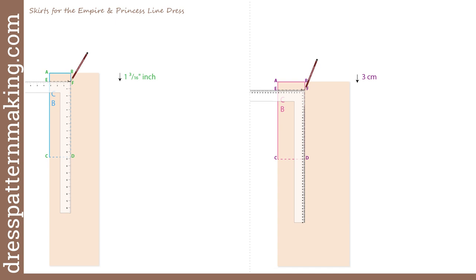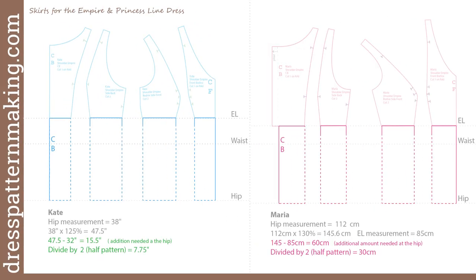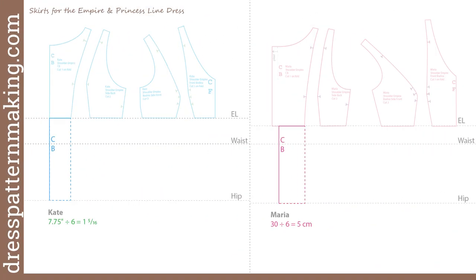I'll measure down from point A for 3 centimetres and mark point E. I'll measure down from point B for 3 centimetres and mark point F. Then I'll draw a line from points E to F and mark a notch point at point F. So we need the result of that calculation we did earlier. A reminder of that: that was the hip measurement minus the Empire line measurement, divided by 2, and then divided by 6 because there are 6 places in this half pattern where the flare is added. So for Kate, the amount that we want is 1 5/16 of an inch, and for me it's 5 centimetres.